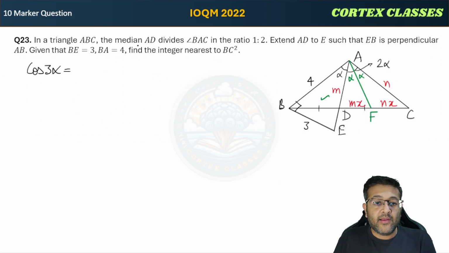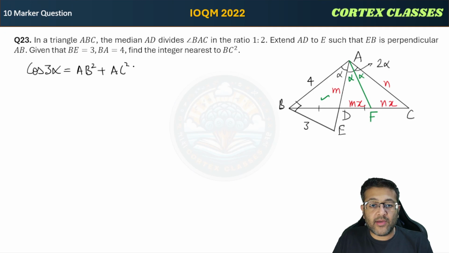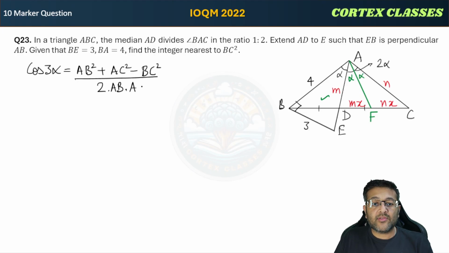All right. Now, guys, what is cos 3 alpha? Let's look at it carefully. So that is sum of the squares of the adjacent sides, AB square plus AC square, right, minus BC square upon 2 times AB and AC. So that is the cosine rule. Now we know all the values except BC square. So we'll find BC square from here, right? So what is cos 3 alpha?